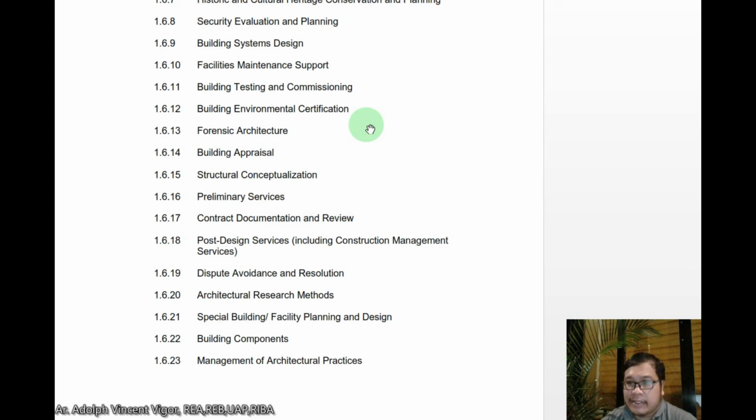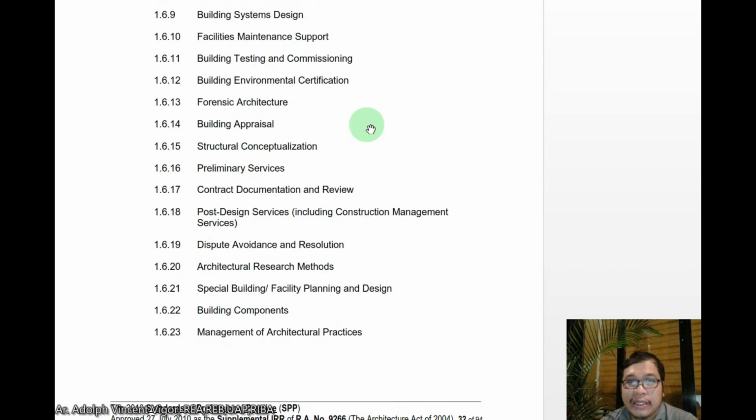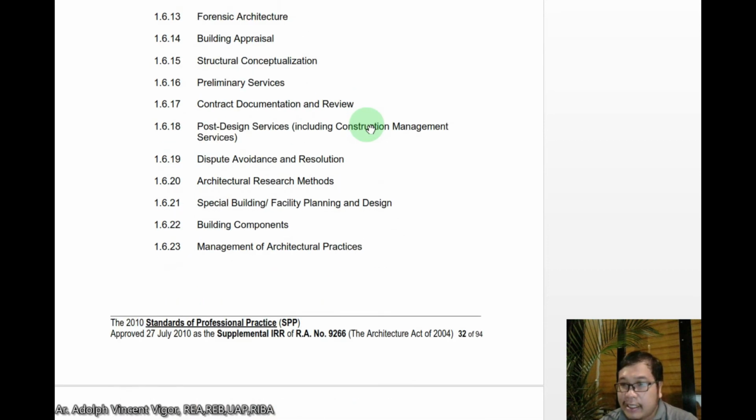Okay? So don't you know, class, that there's a building here in Cagayan de Oro that's LEED Platinum certified. Okay, so that's up to you to know. So you should research on that. Then you have forensic architecture. Then you have building appraisal.